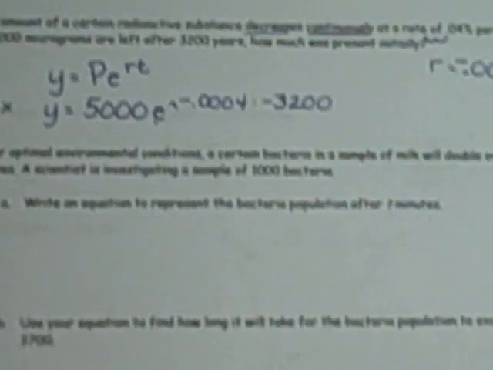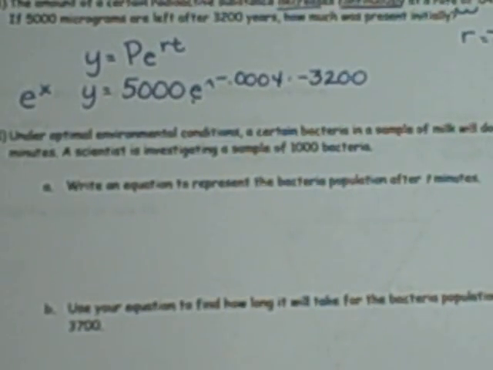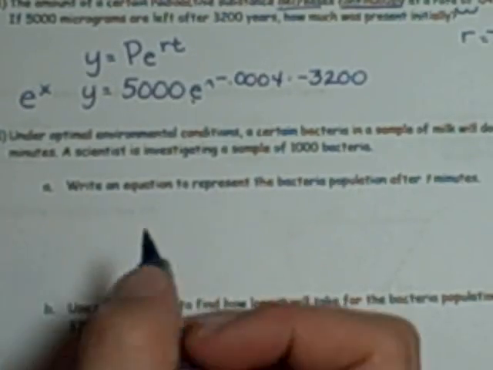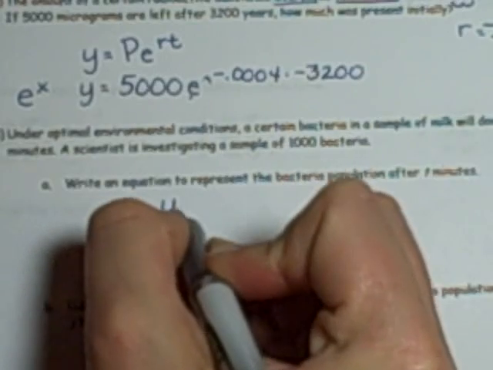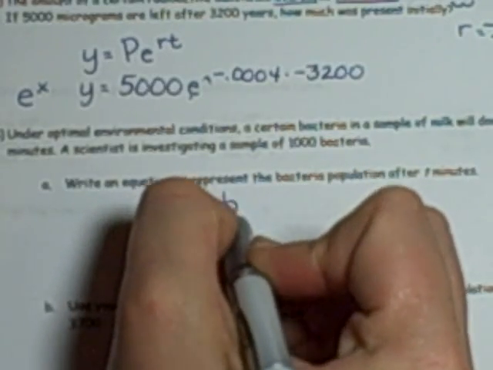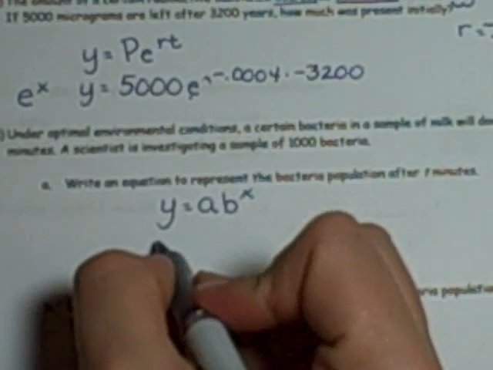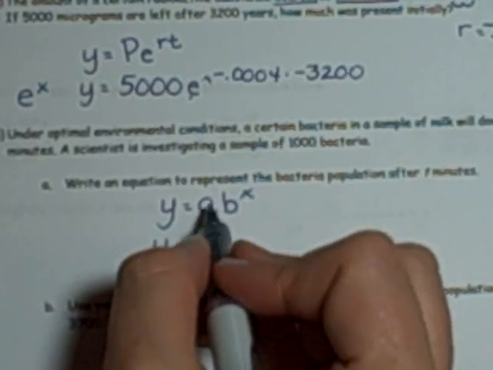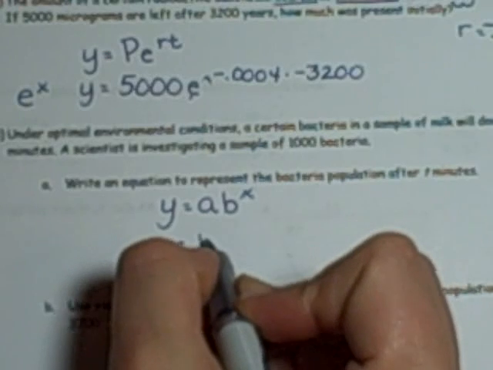Okay? Okay, question number 25. Under optimal environmental conditions, a certain bacteria in a sample of milk will double every 42 minutes. A scientist is investigating a sample of 1,000 bacteria. Okay, notice that this one does not have the word continuously in it, so I'm not going to use that PERT formula. I'm going to go back to my regular exponential growth formula, which looks like this. y equals a b to the power of x. So my starting value is the 1,000 bacteria that I'm starting with.